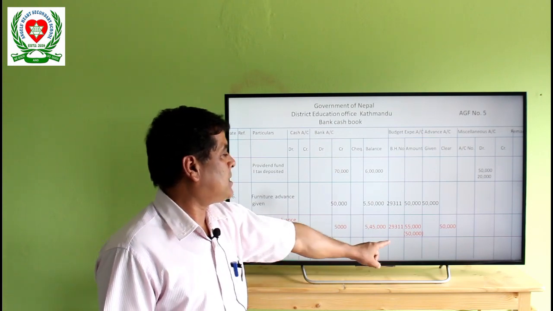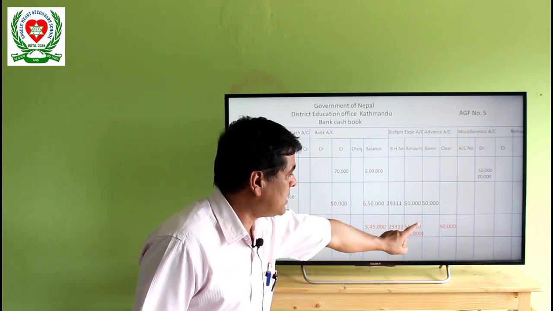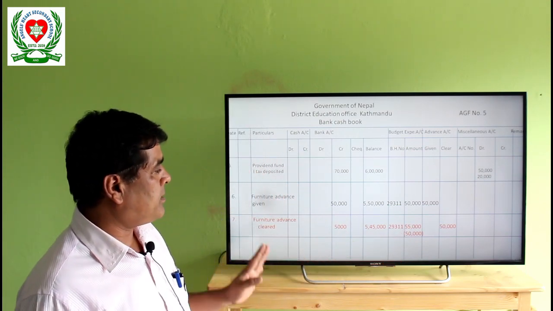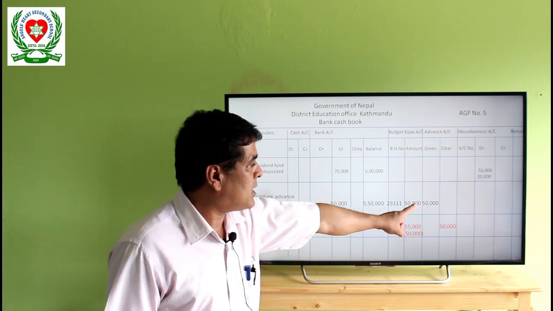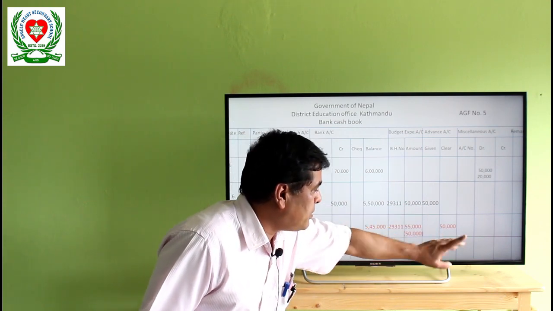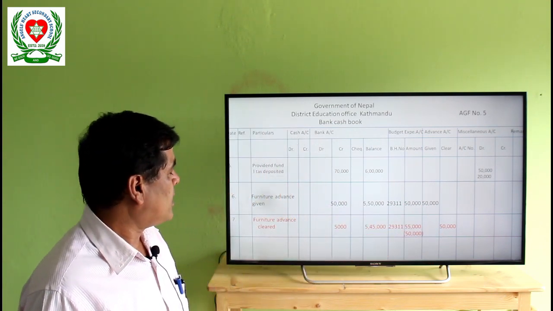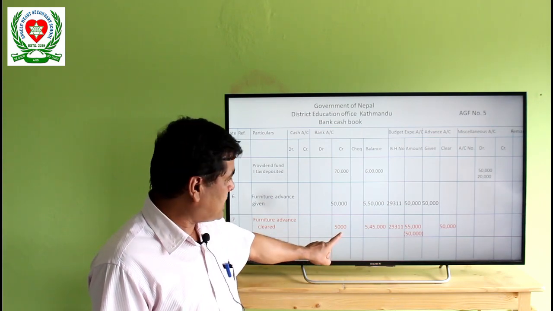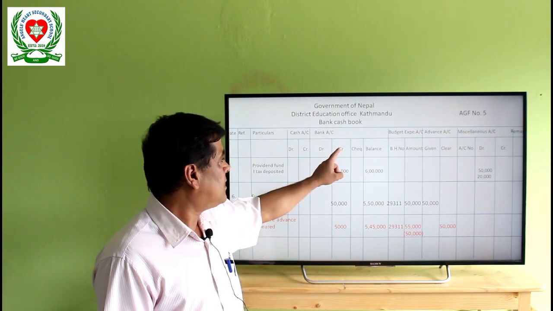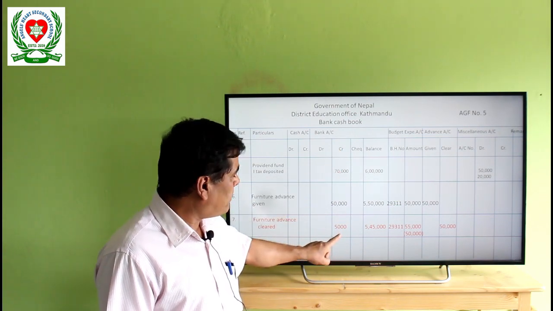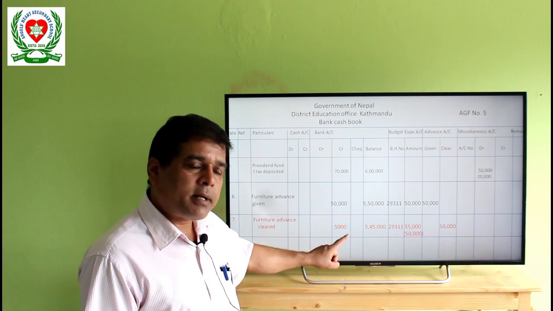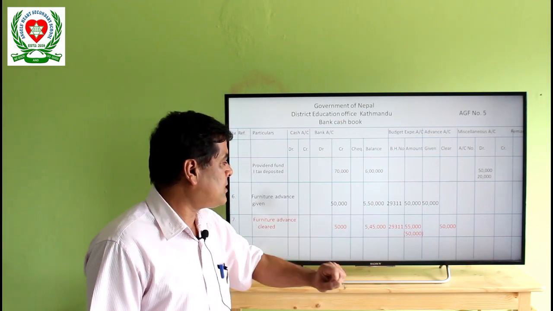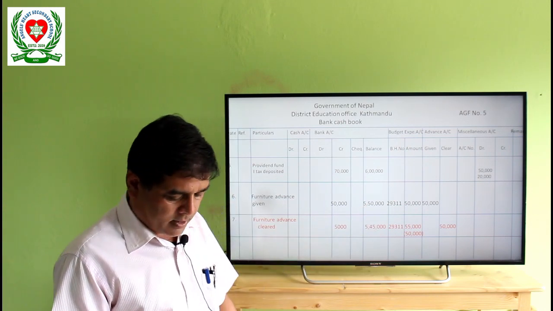The actual expenditure is 55,000. After cutting this one, the actual expenditure of the furniture remains 55,000, and the advance taken was 50,000, and the same 50,000 is clear. And while clearing the advance, 5,000 is given through the check. So, it is written in the credit column of the bank account. Now, we have to balance: 5,50,000 minus 5,000 is 5,45,000.